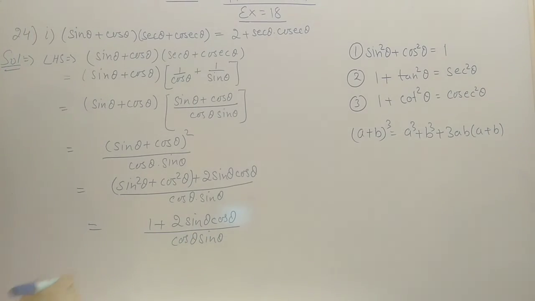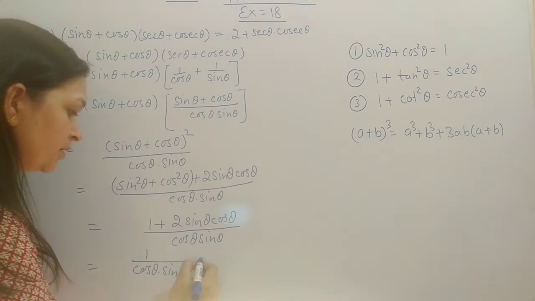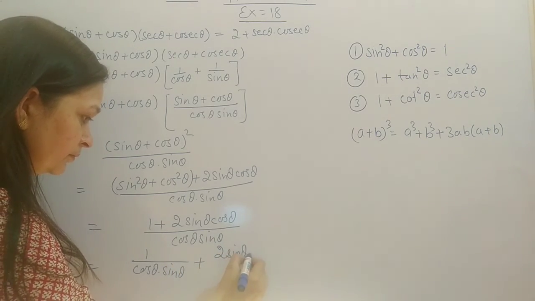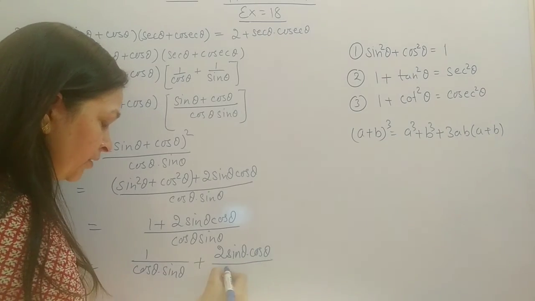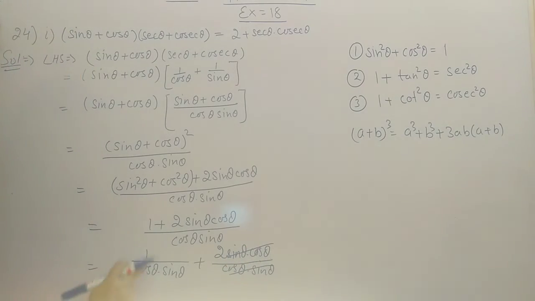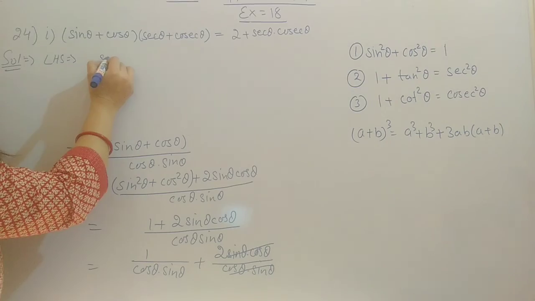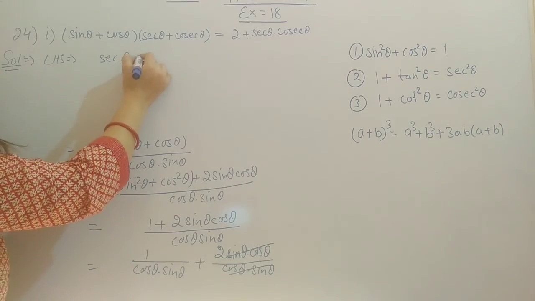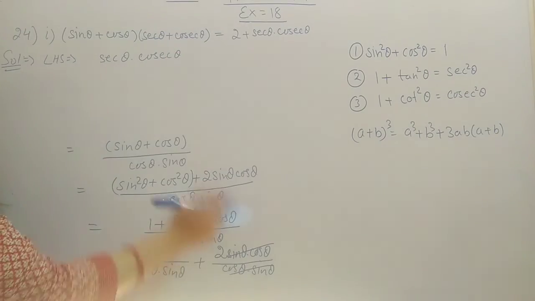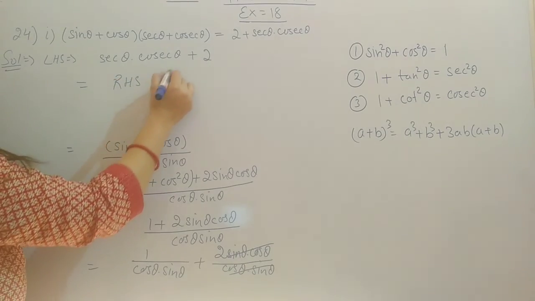Now we can expand it, we can write it as 1 by cos theta sin theta plus 2 sin theta cos theta by cos theta sin theta. So here this thing will cancel out, and here we can take the reciprocal. 1 by cos we can write as sec theta and 1 by sin we can write as cosec theta, and this will be plus 2. So the left side is equal to the right side, hence proved.